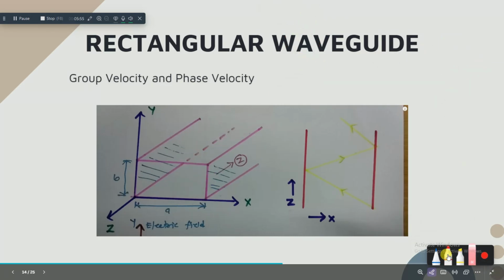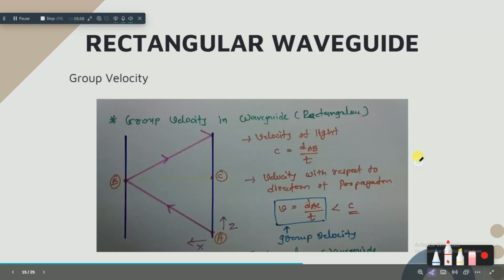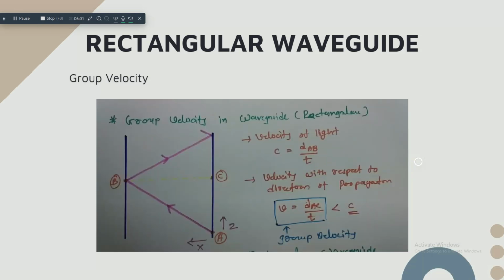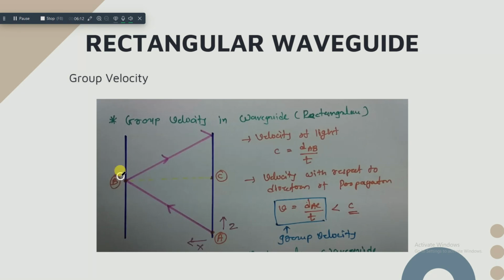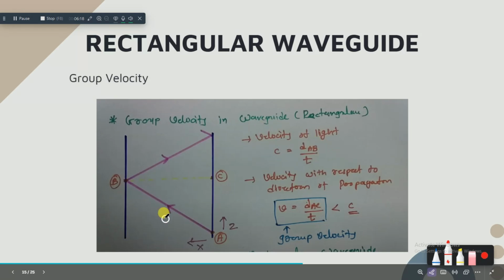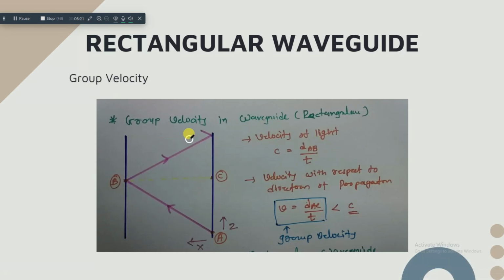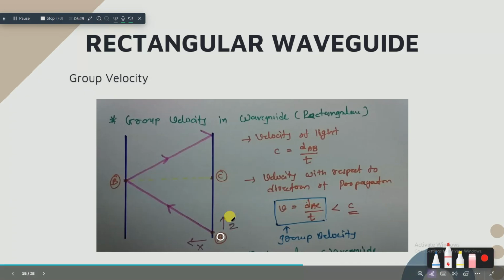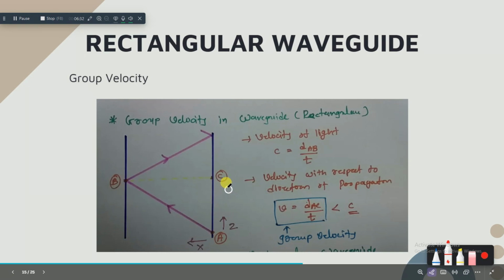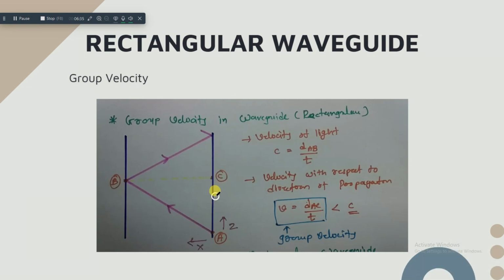Okay, so moving on. How is it calculated? It is calculated like this. The wave propagates like this. So this to this goes at the speed of light. From A to B, we can see c equals dAB by t. However, group velocity is defined as the velocity from A to C. So we can write it like this: dAC, the distance from A to C, divided by the time taken to go from A to C.